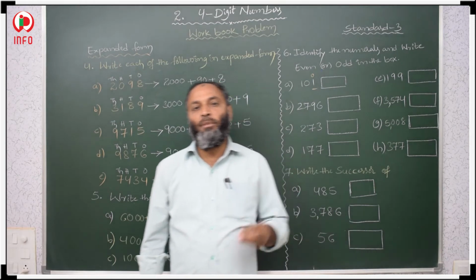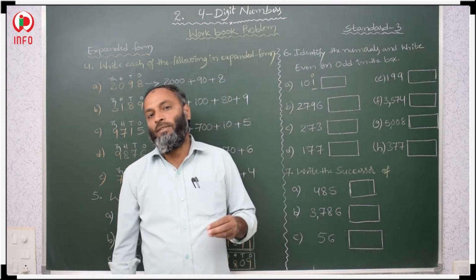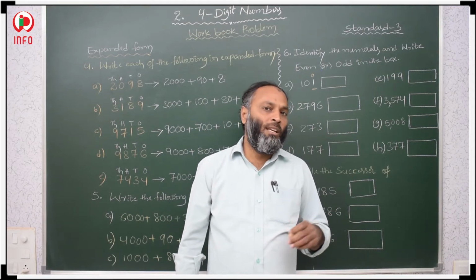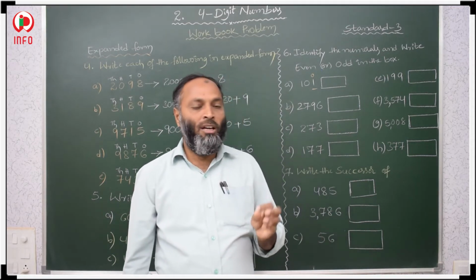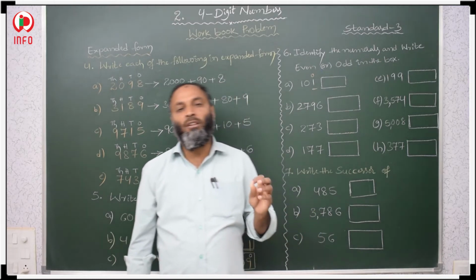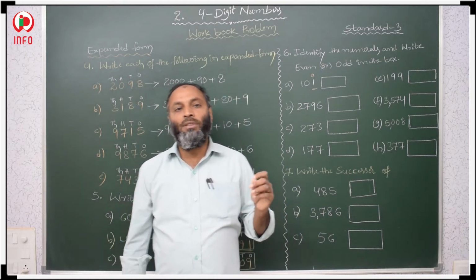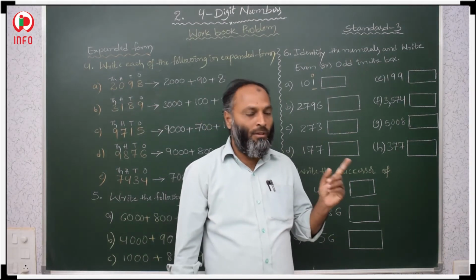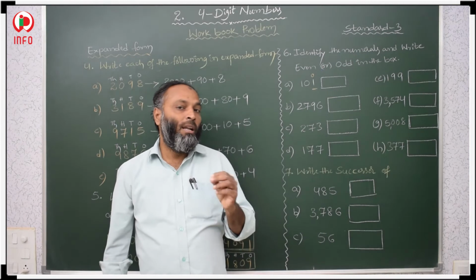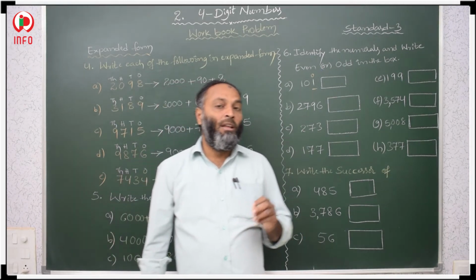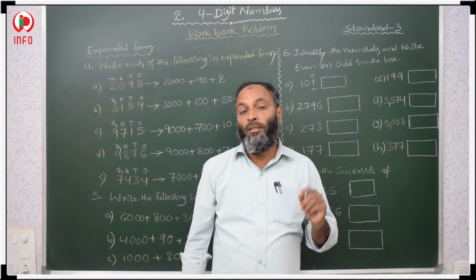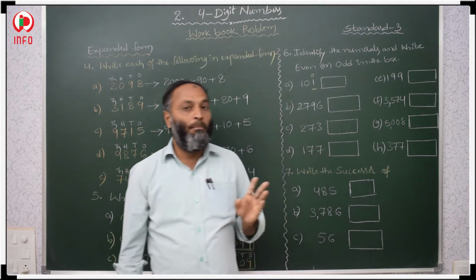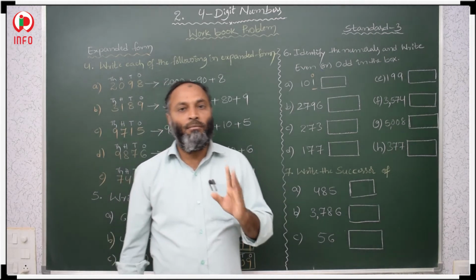Even numbers are the numbers which are divisible by 2. The numbers which are not divisible by 2 are odd numbers. Not divisible by 2 means they leave the remainder 1 when divided by 2. If we are getting remainder 1, then that is an odd number. If the complete number is divisible by 2, the number is even.